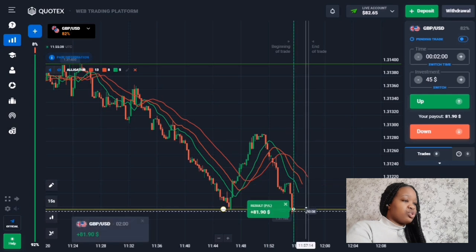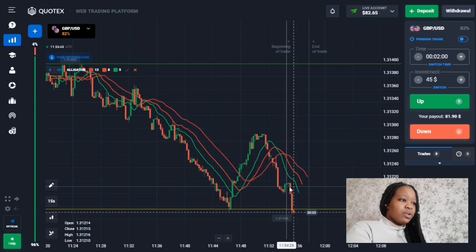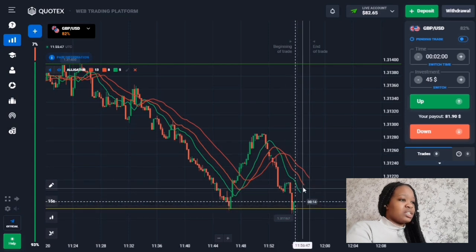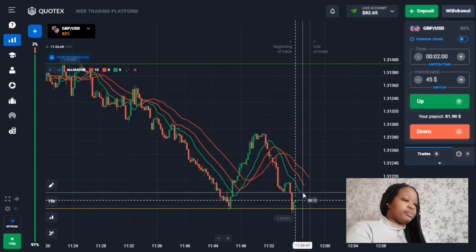So analyzing this trade, the price trended down and I've got the profit from the transaction. This indicator helped me again, so let me continue trading.